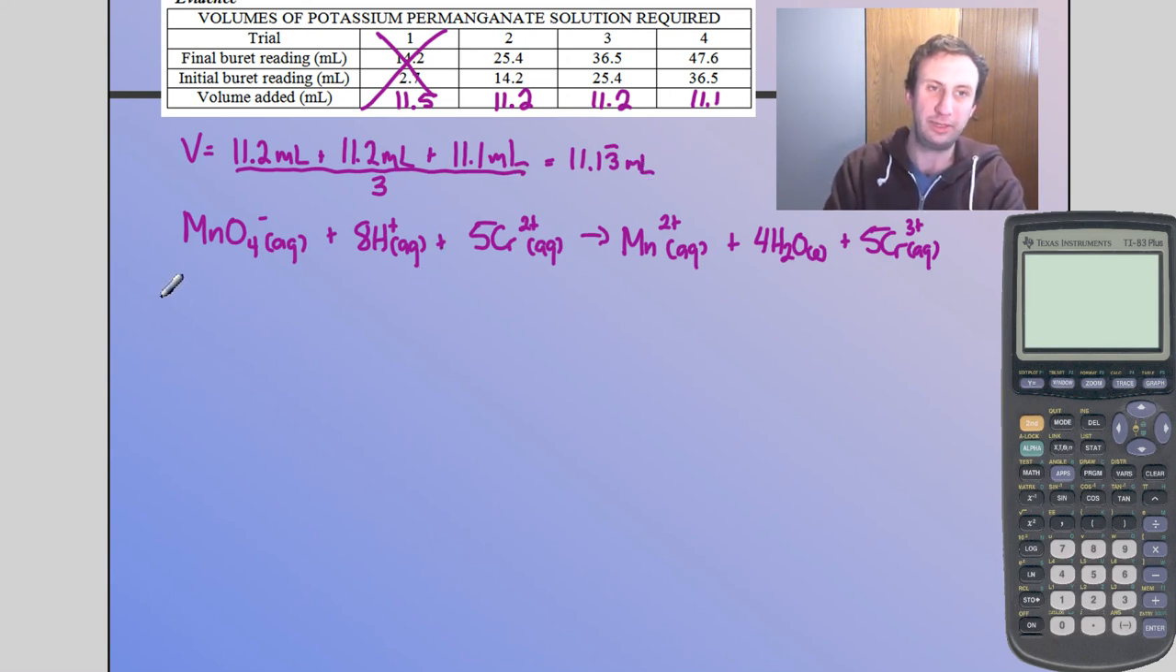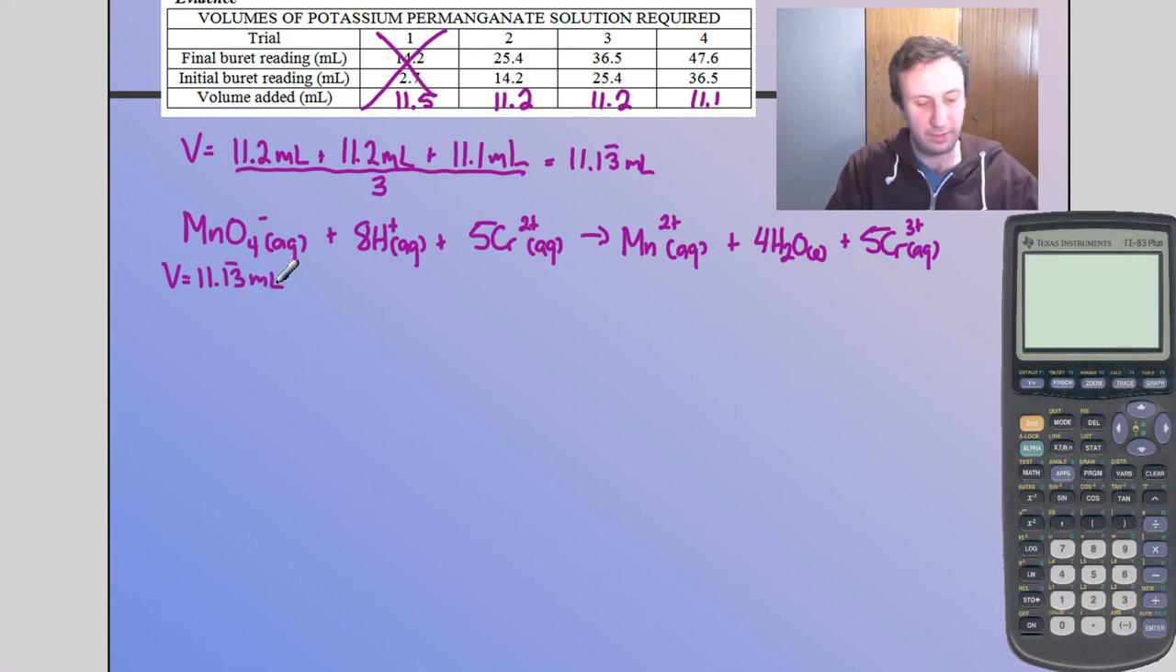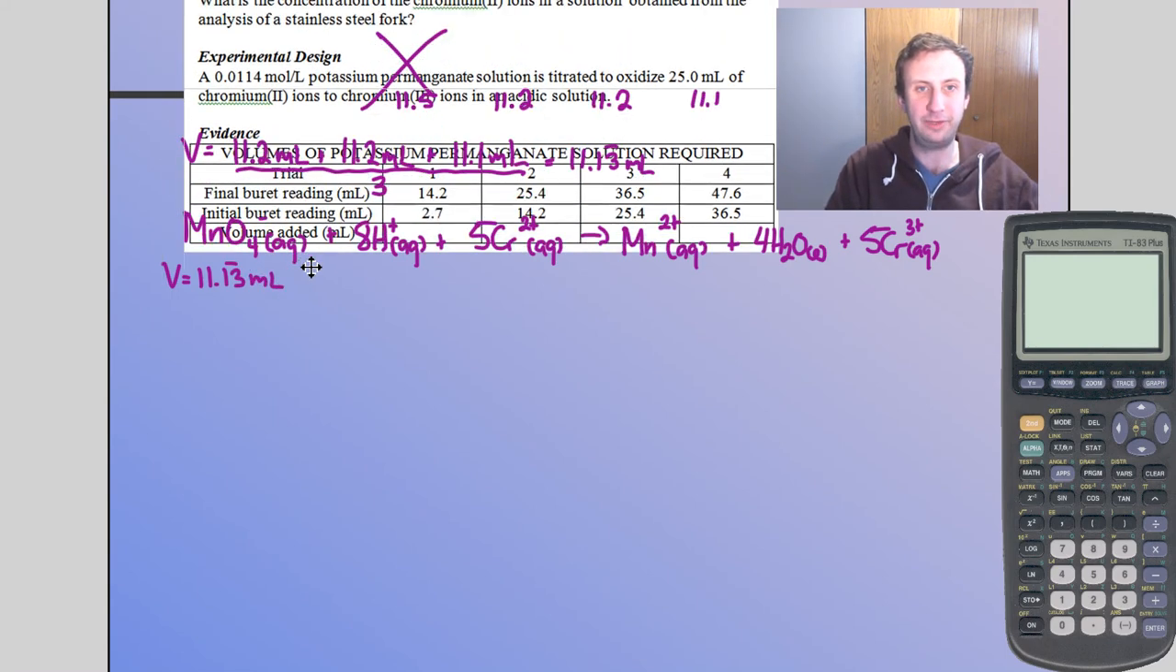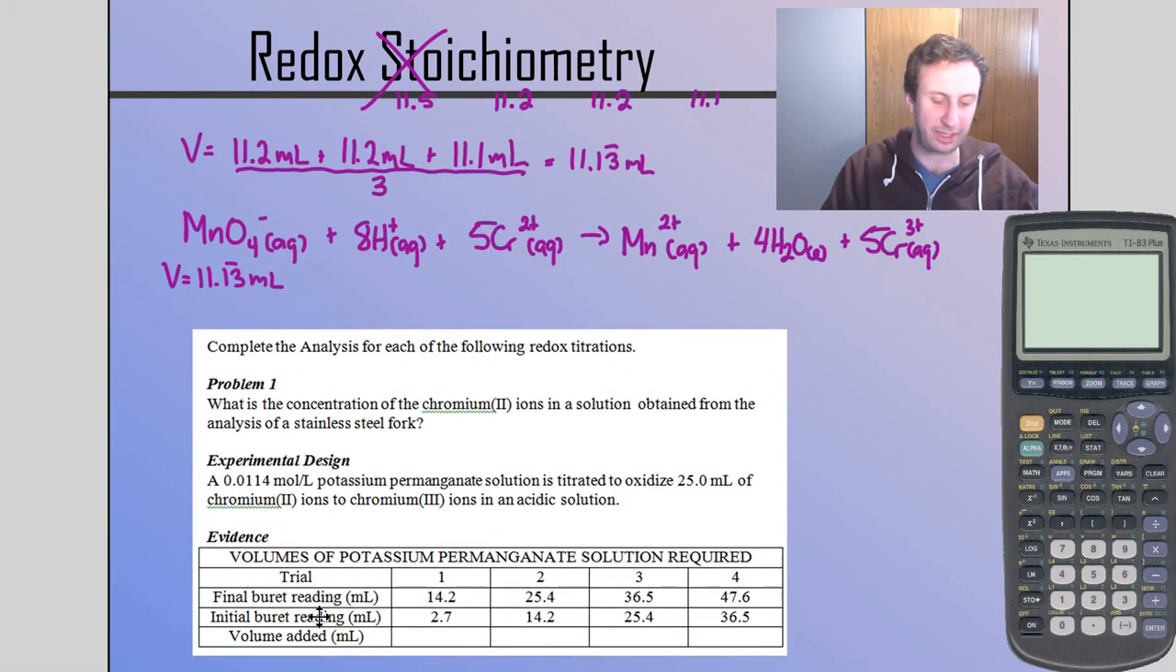So that's what I'm going to be putting in for my potassium permanganate: volume is equal to 11.13 repeating milliliters. So now if I take a look at my other information, I have as well that I have 25 mils of the chromium-2 ion, so this volume will be equal to 25.0 milliliters. And then I also have a concentration for my potassium permanganate, so this time my titrant is my standard solution that I know. So I have 0.0114 moles per liter.